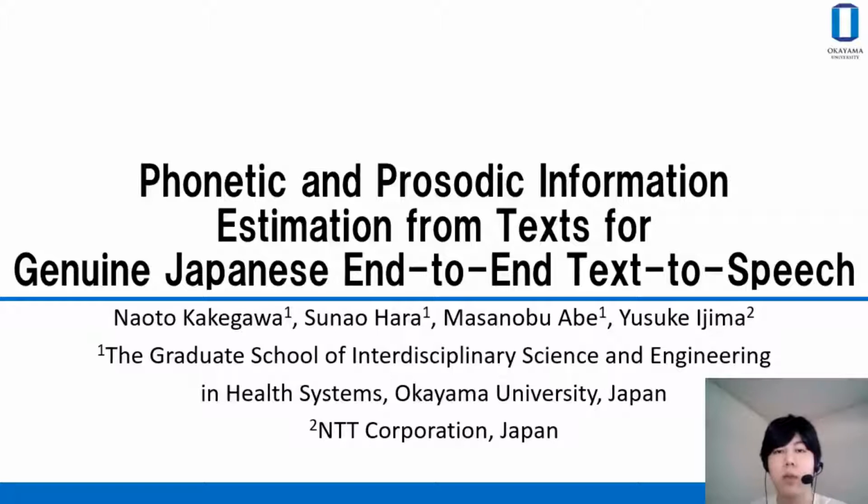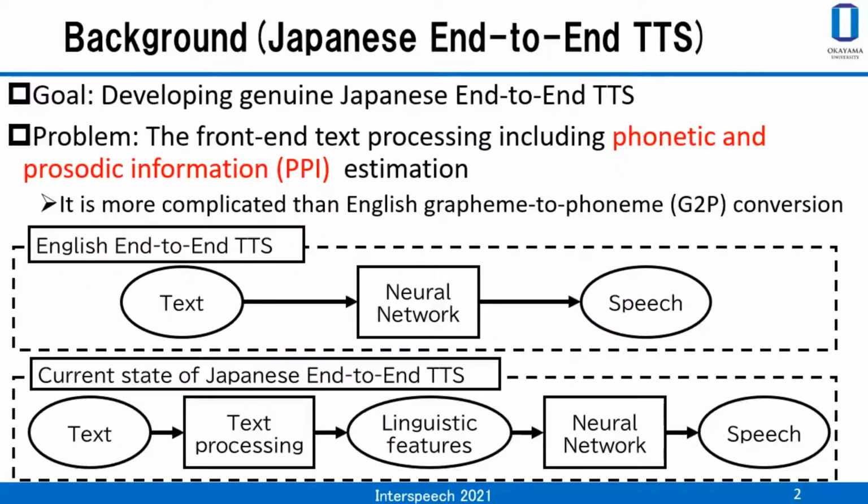Today, I'd like to talk about applying NMT for Japanese phonetic and prosodic information estimation for genuine Japanese end-to-end TTS. Recently, end-to-end TTS systems have been intensively studied, and English end-to-end TTS showed high potential for generating speech with high quality and naturalness. Our goal is developing genuine Japanese end-to-end TTS.